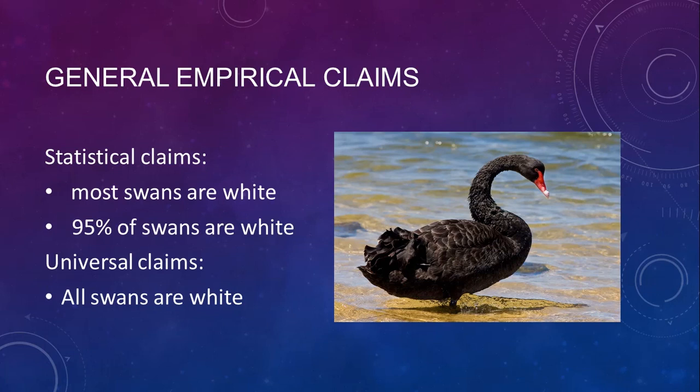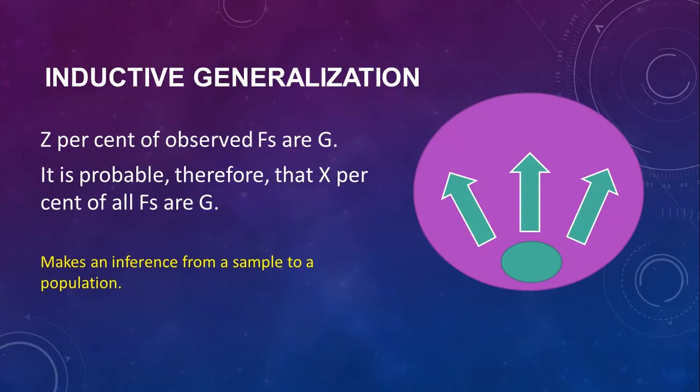Anyway, okay. So we're going to talk a little bit about the structure of inductive generalization and inductive syllogisms. These are two ways that you can go from a set of observations either to or from a generalization. Inductive generalization is when you say some percent of observed Fs are G, so 95% of swans are white.